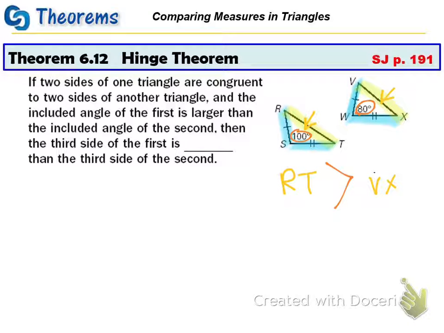So go ahead and fill this in, write this in right here. RT will be greater than VX, and it's because RT is across from the 100-degree angle, whereas VX is across from 80. And then your blank is longer.